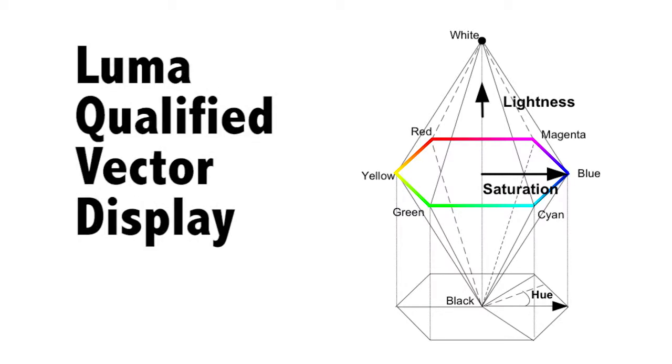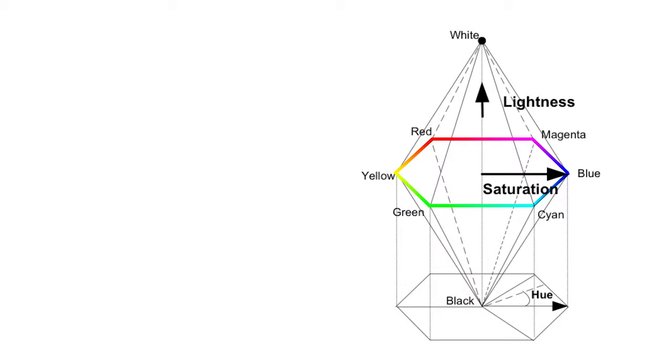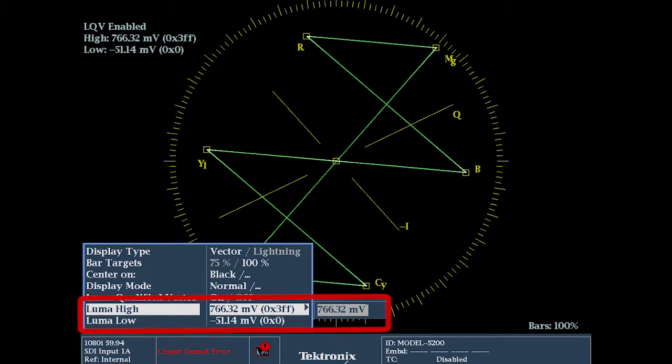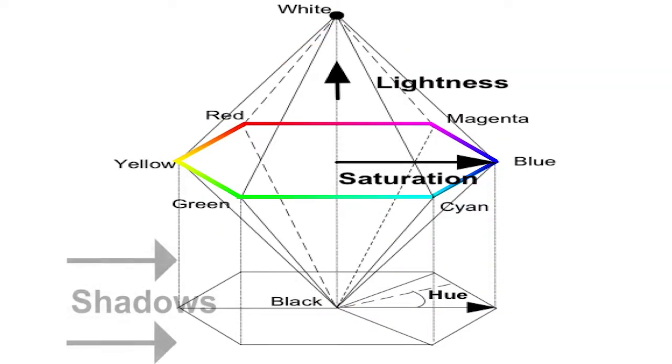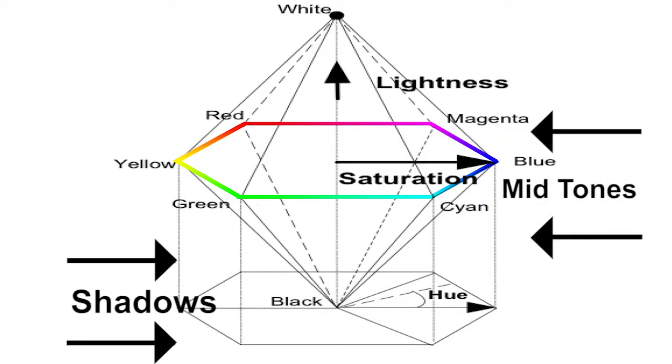Therefore, Tektronix created the Luma qualified vector display, which allows the user to set Luma limits to qualify the vector display and allow the user to easily set limits for shadows, midtones, or highlights.